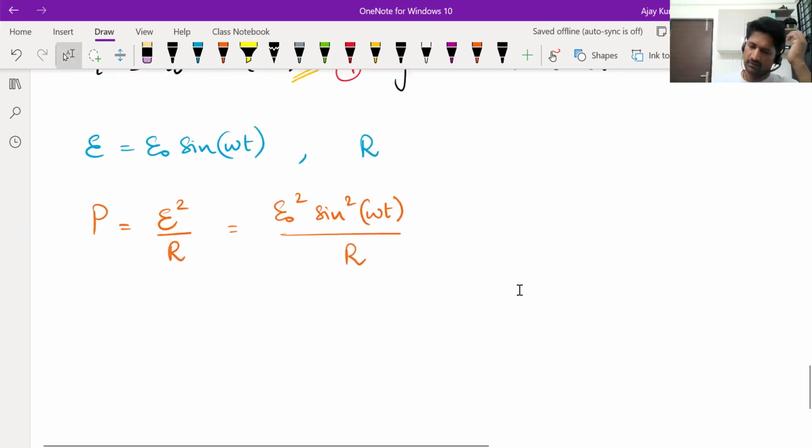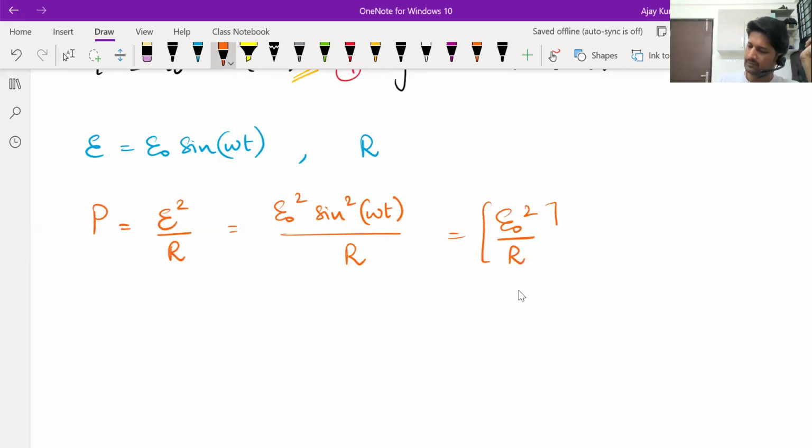But look at this power equation. E naught square is constant, R is constant, put it aside. The variable term is the sine square omega t term. As time varies, this keeps varying.